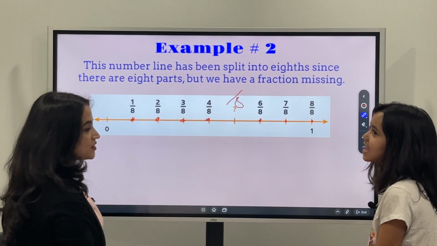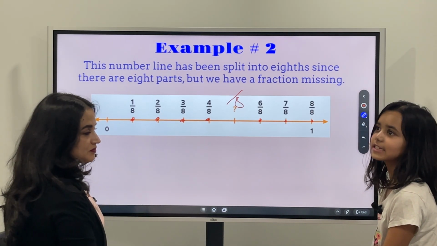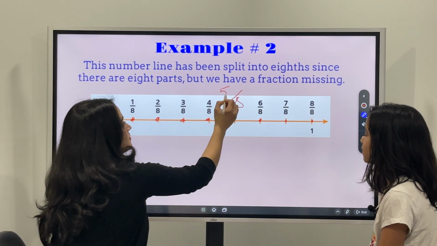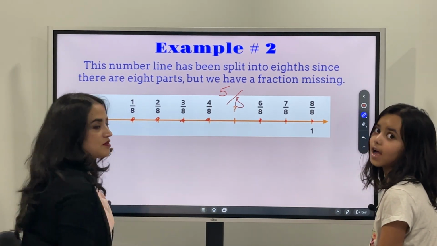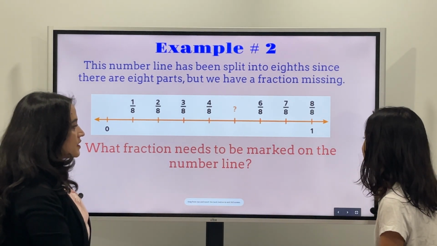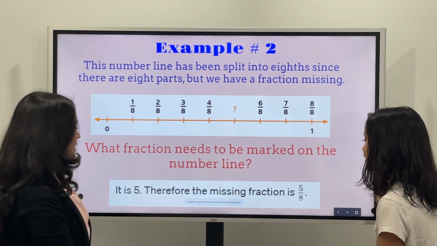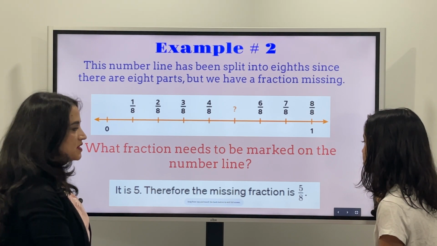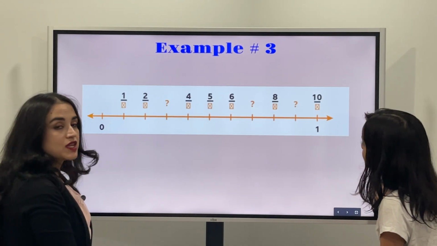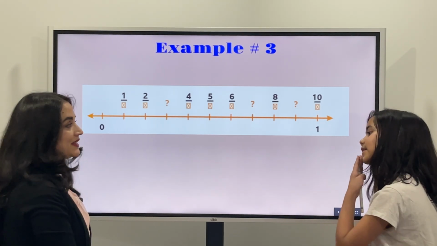And then since I said 5, that should be 5. So you're thinking of 5 out of 8. Yeah, so the fraction will be 5 out of 8. Therefore, the missing fraction is 5 out of 8. So example number 3.